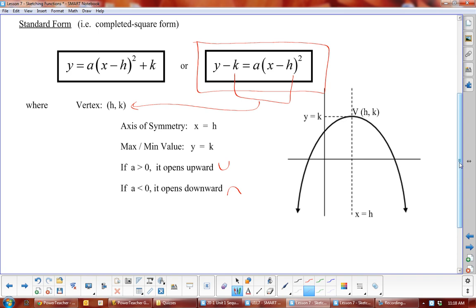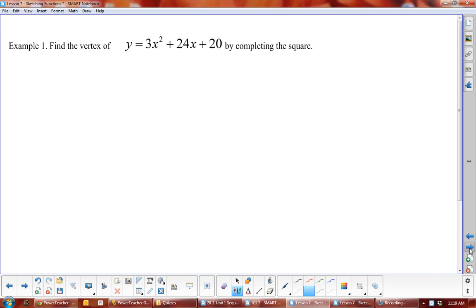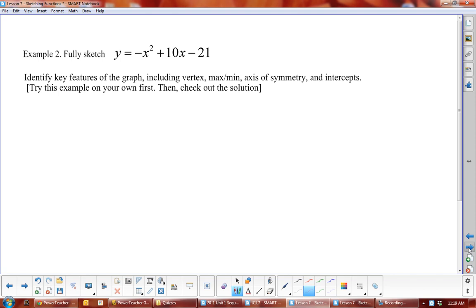So these are things we're going to need to know a lot, because as we get going in this stuff and you're drawing graphs, you need to know all the calculus that we've done, but you need to know all of these basics too, right? Now, let's go right to example 2, because example 2 is a full sketch of this graph, again without using a graphing calculator, but just doing all the algebra properly. It wants all the key features: the vertex, the max min, the axis of symmetry, and the intercepts. So this is going to cover a lot of review at one time.